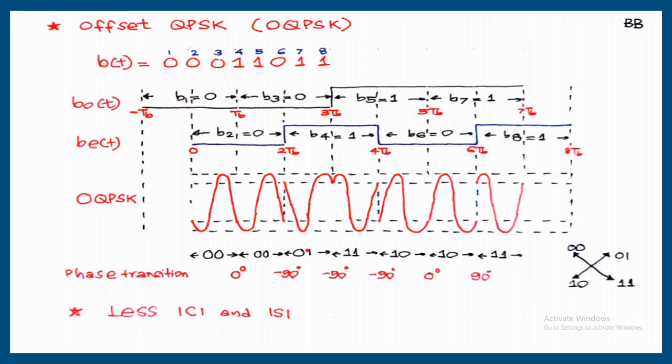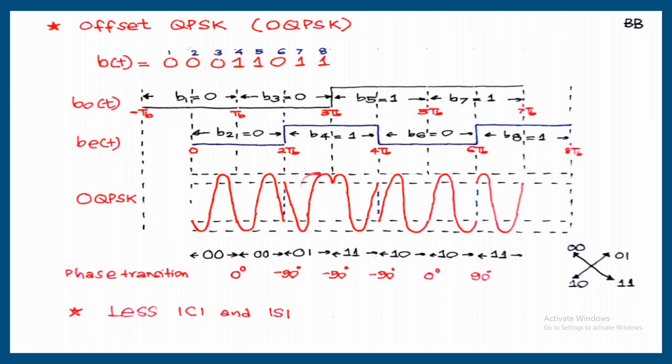So due to this reason, less ICI and less ISI compared to QPSK modulation. So this is the advantage of offset QPSK over QPSK. But surely we are able to say one disadvantage. Here transition can occur at every TB second. But in the previous case, transition can occur only at every 2 TB second.